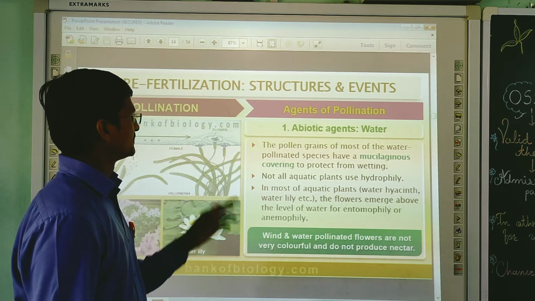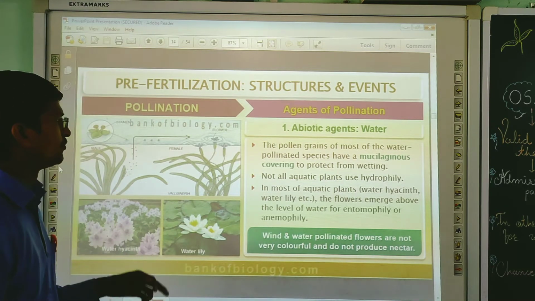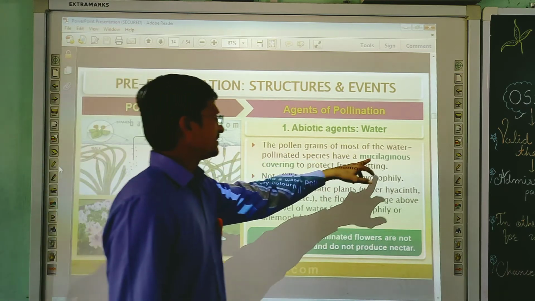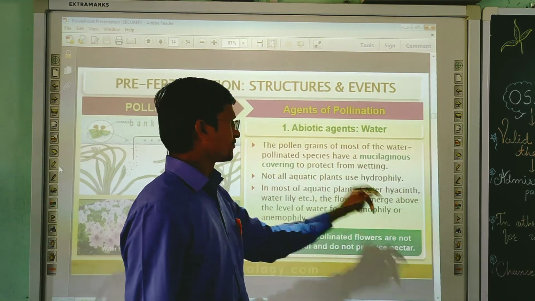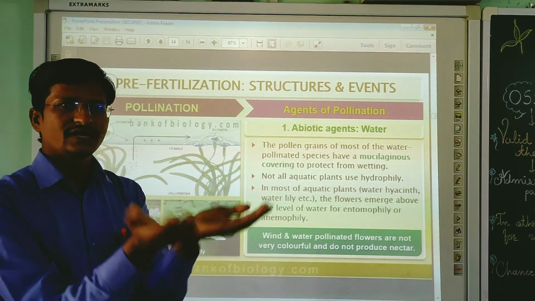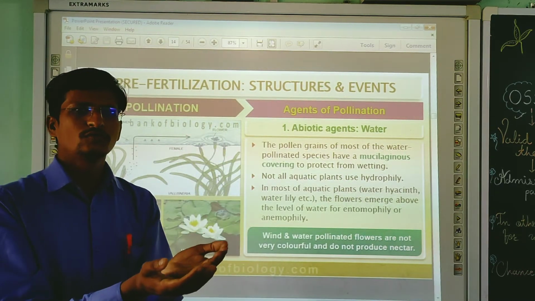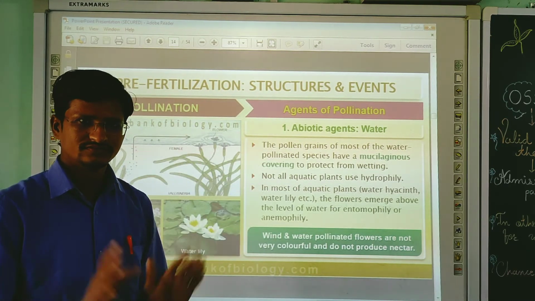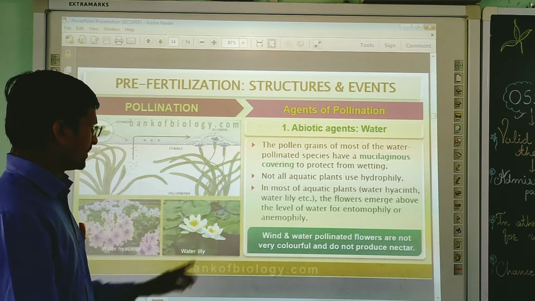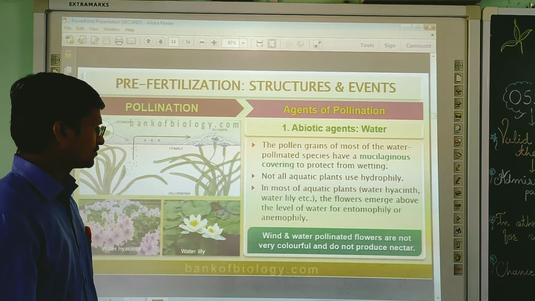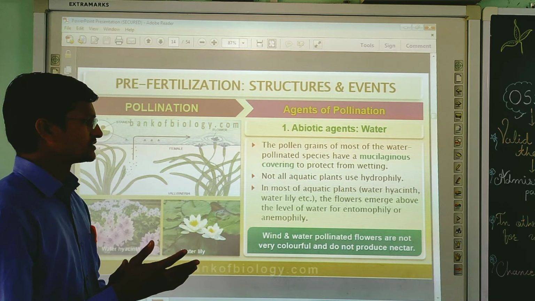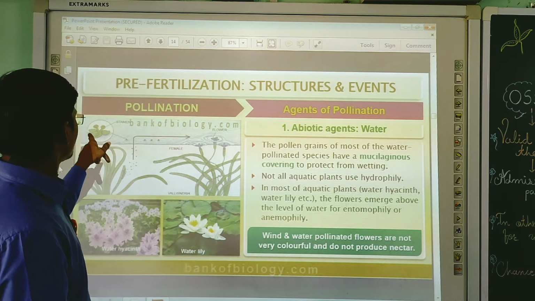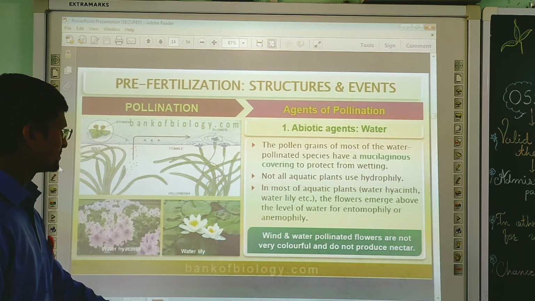Most water-pollinated species have a mucilaginous covering to protect the pollen from wetting. So it is totally covered. Take the example of coconut: the outside cover is very hard and protects the inside. Wind and water pollinated flowers are not very colorful and do not produce nectar. They don't have any nectar. Here also you can see how the process is carried out.